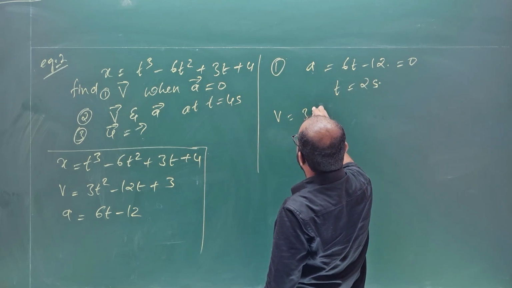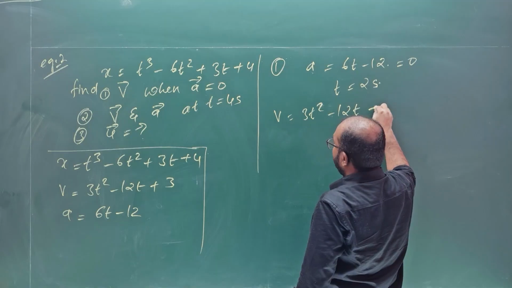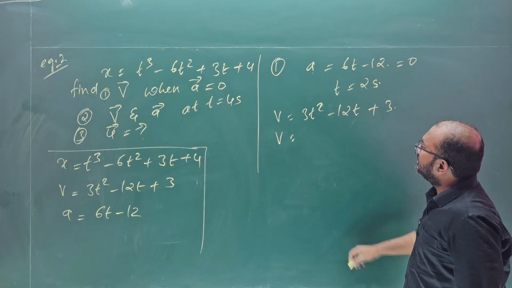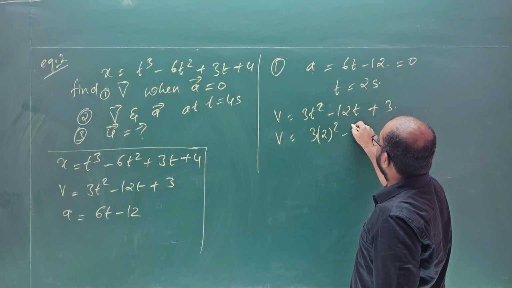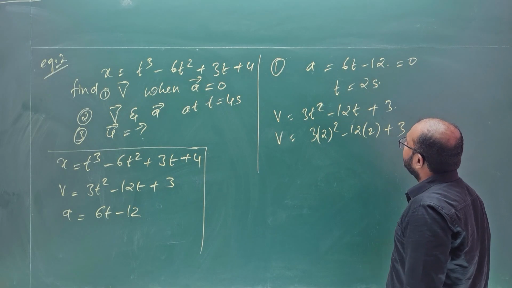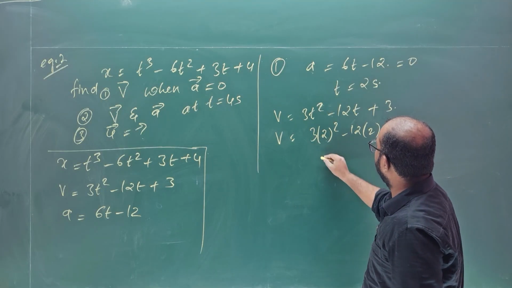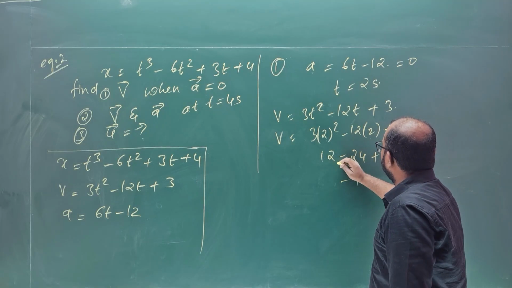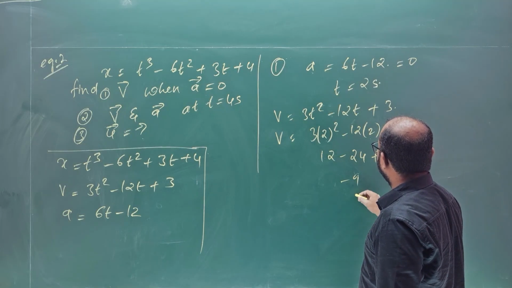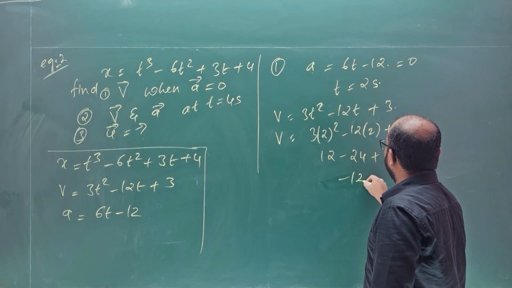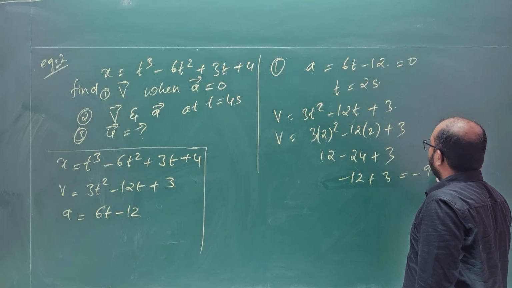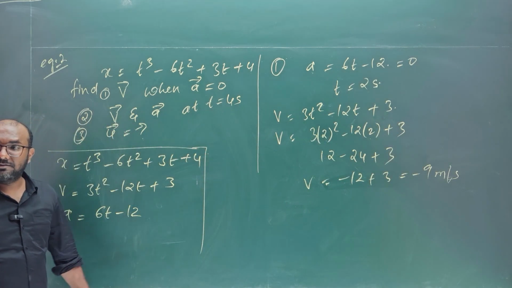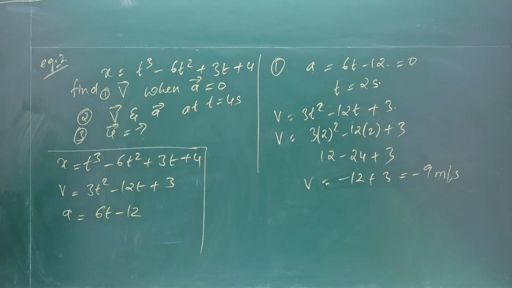So v equals 3t square minus 12t plus 3. So v at t equals 2 seconds: 3 times 2 square minus 12 into 2 plus 3. 3 fours are 12, minus 24 plus 3, that means minus 9. Yes, minus 9. That is, minus 12 plus 3, which equals minus 9 meter per second. How many of you got minus 9 meter per second? Okay, very good. Then what was the next question?